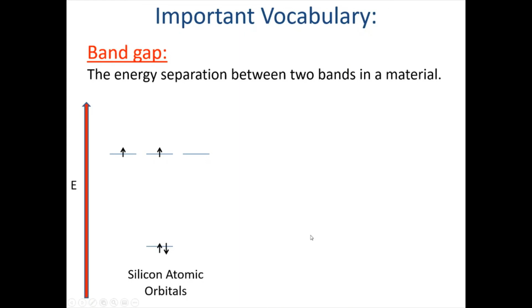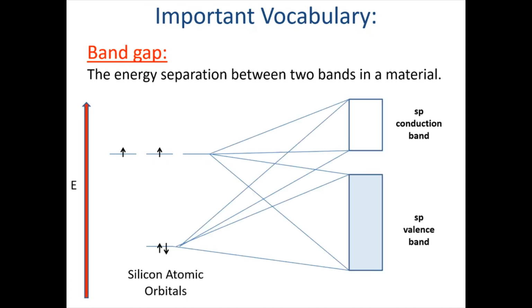So now let's look at what happens when we have a little bit more complex structure. If you look at silicon, and we remember back to the days of doing hybridization, silicon has some p orbitals and it has some s orbitals, right? And when it forms bonds, we know that the s and p orbitals will overlap and form what we call sp hybrids. The same thing happens in solids. So these orbitals will overlap and we form an sp valence band and an sp conduction band.